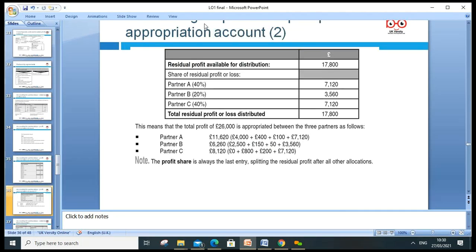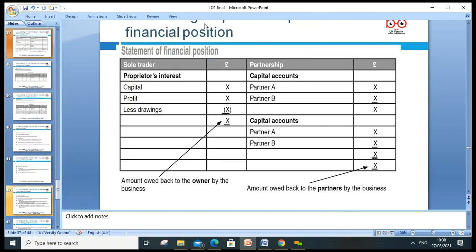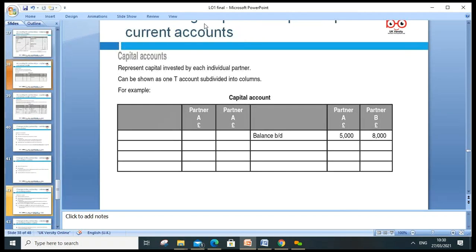Here we have examples as well in the next slide. So that's your partners' capital accounts. Normally it's the credit side, for the previous partner and for new partners.